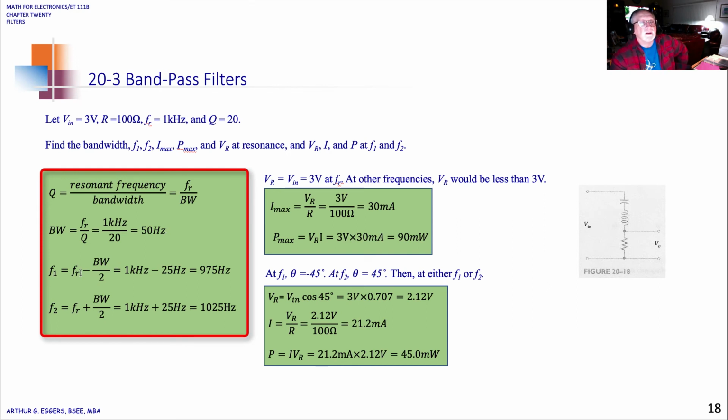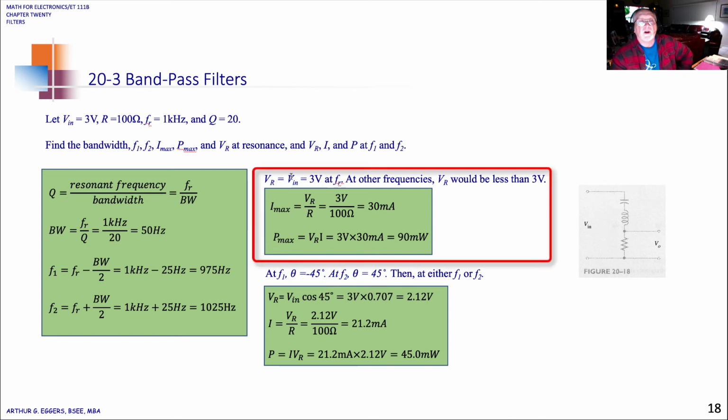So F1 is solved by taking the resonant frequency minus half of the bandwidth, and we get 975 Hz. F2 is the resonant frequency plus half of the bandwidth, we get 1025 Hz. So you can see these are the points of our cutoffs, and we've got a very narrow bandwidth of 50 Hz. Okay, so we've calculated on either side of the center frequency.